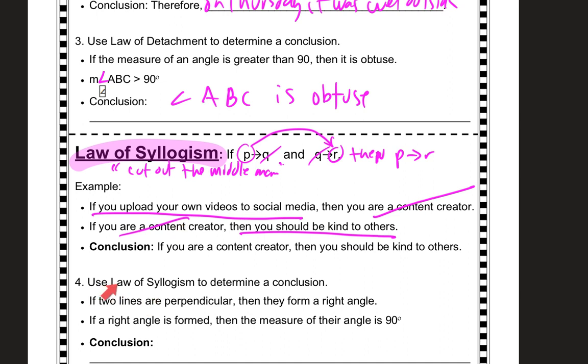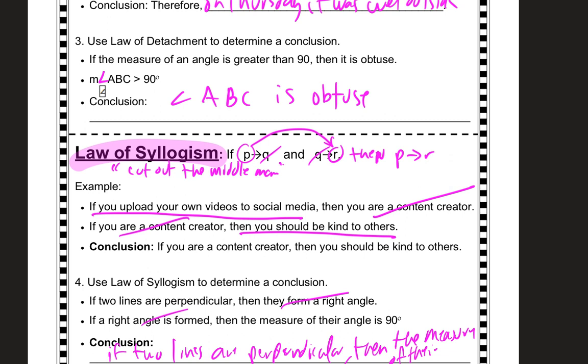Okay, so let's use this. Use the law of syllogism to determine a conclusion. If two lines are perpendicular, then they form a right angle. If a right angle is formed, then the measure of the angle is 90 degrees. So we cut out the middleman using the law of syllogism. If two lines are perpendicular, then the measure of their angle is 90 degrees. Okay, so that's the law of syllogism. We cut out that middleman, so that's what we want to think of on that.